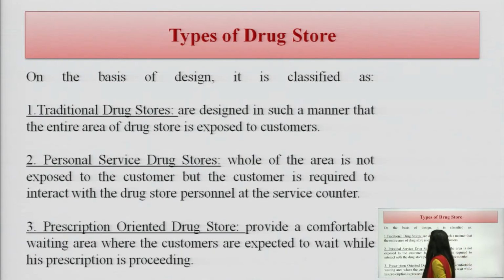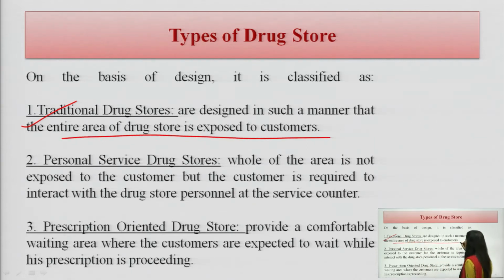Now we have discussed how the layout should be. Another topic is the different types of drugstore. There are 3-4 types of stores. One is the traditional drugstore. In the traditional drugstore, the entire area of the drugstore is exposed to consumers, so consumers can come, see the products, and take whatever they like.